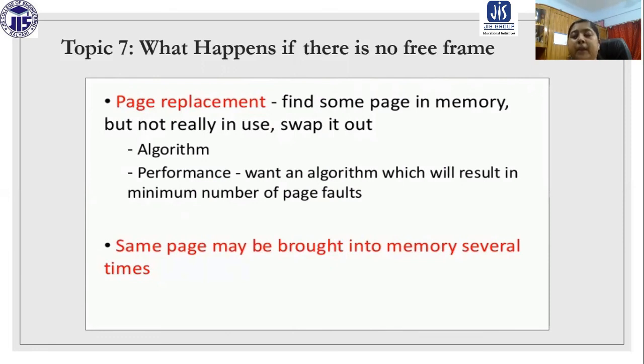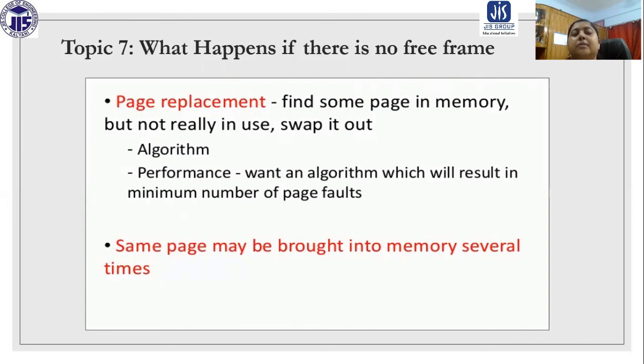A process requires a page to be loaded into the main memory to continue its execution, but there is no free frame available for that particular process. Then we need to replace a page. Whenever we replace a page, we first need to determine which page is going to be selected for replacement. For that, we require some algorithms.